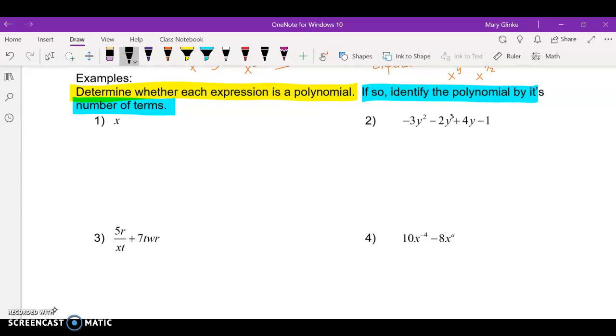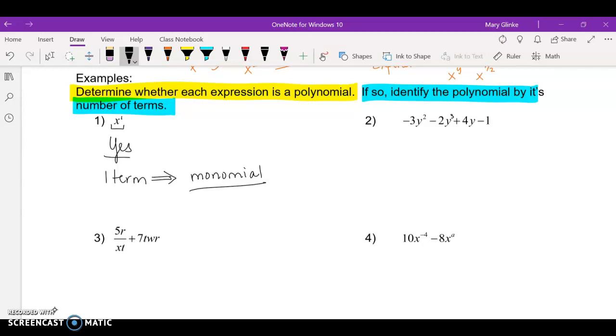So for the first one, you notice it's just an x. The exponent here is x to the first power. So it is going to be a polynomial because it's not breaking any of the rules. So we don't have negative exponents, there's no variables in the denominator, and the exponent is a whole number. And since we said yes, we have to figure out how many terms there are. So this one only has one term, and so therefore if it has one term, we call that a monomial. Again, prefix mono means one.